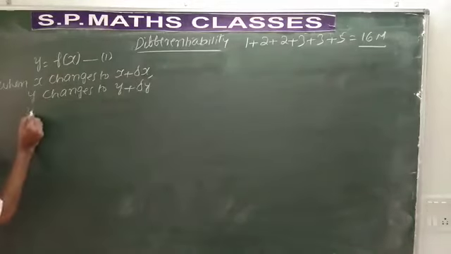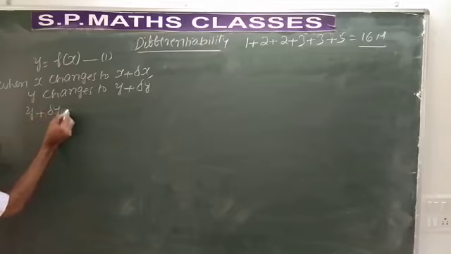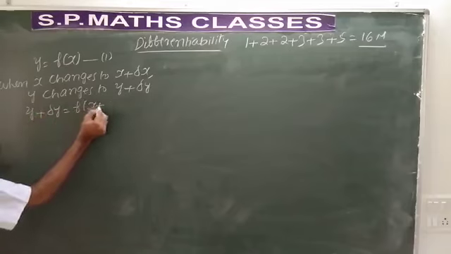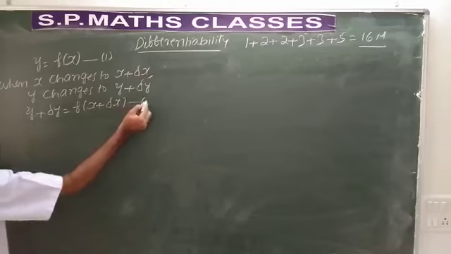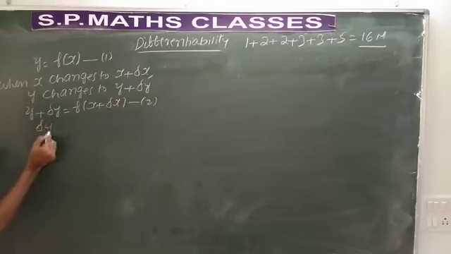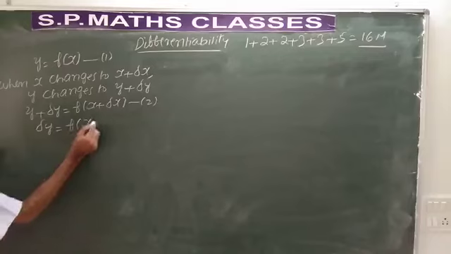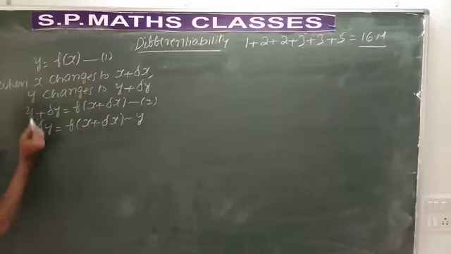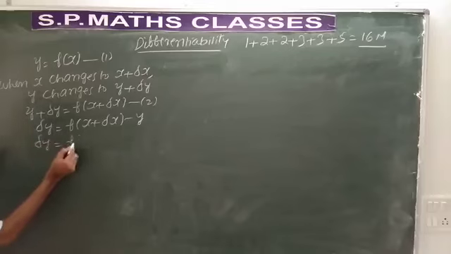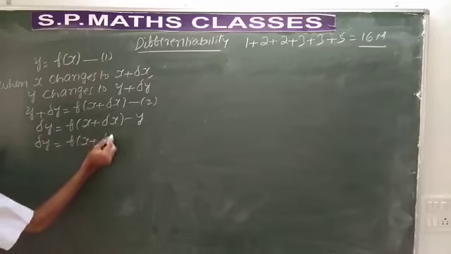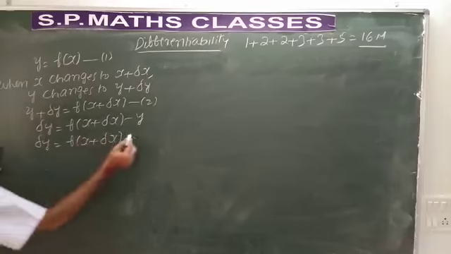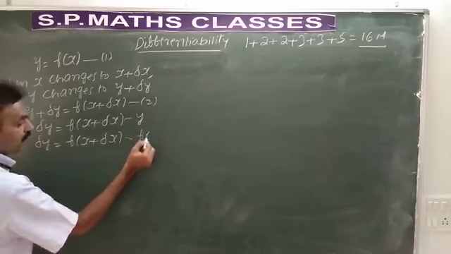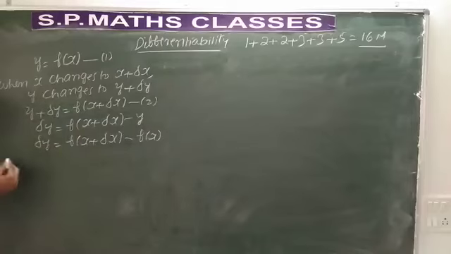So how does this equation become now? Y plus delta y is equal to f of x plus delta x. Call this equation 2. What is delta y? You can write it as f of x plus delta x minus y. What is y? Y is nothing but f of x.